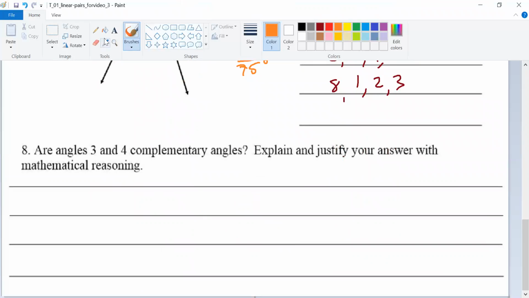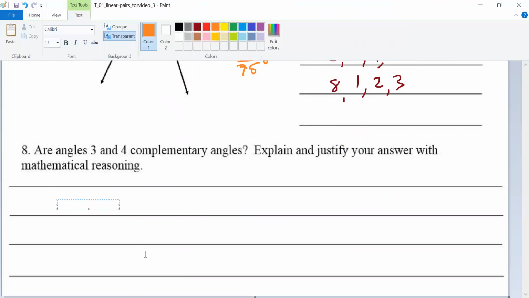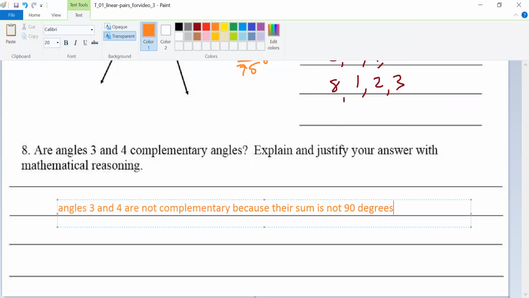Let's write in the answer. Let's put it right here. I don't know how to change the font size. I'll figure that out. Oh, here we go. Let's go with 20. That's better. Angles 3 and 4 are not complementary because their sum is not 90 degrees. Let's fix this and make it capital A.